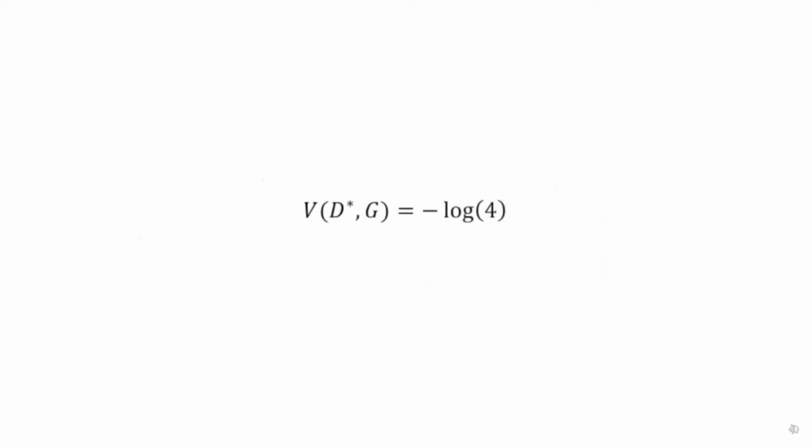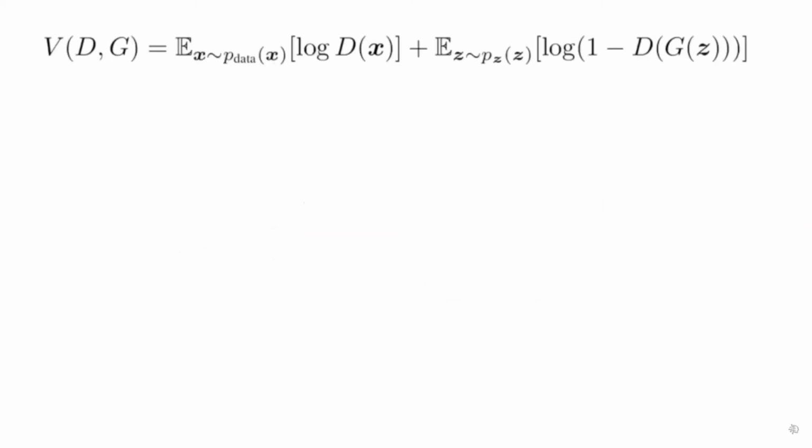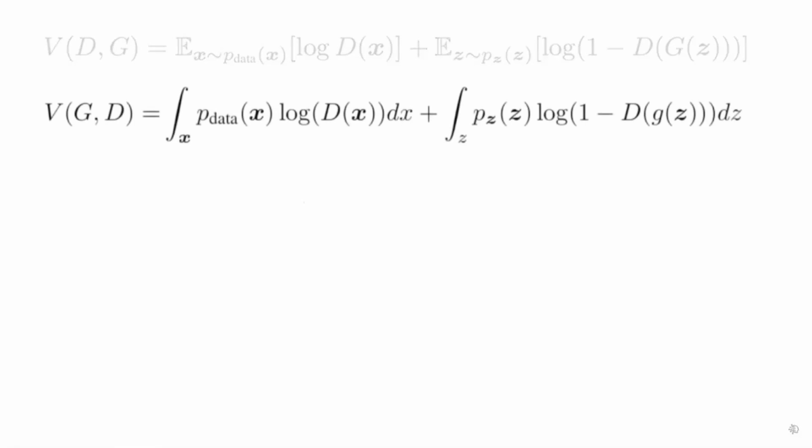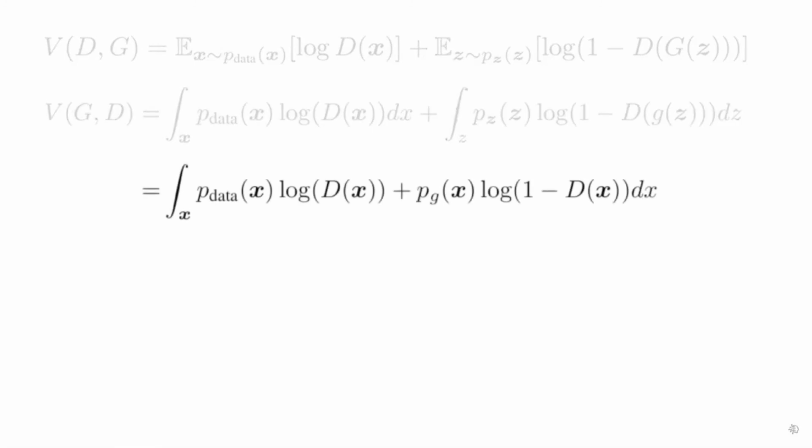First, they show that for a static generator, the maximum of the cost function with respect to the discriminator is a constant, and that constant is equal to minus log 4. To show this, let's write out the cost function, but expand the expectation values into their integral form. We can then make a change of variable in our second term so that we integrate over the generator's output directly instead of indirectly through the input noise variable.